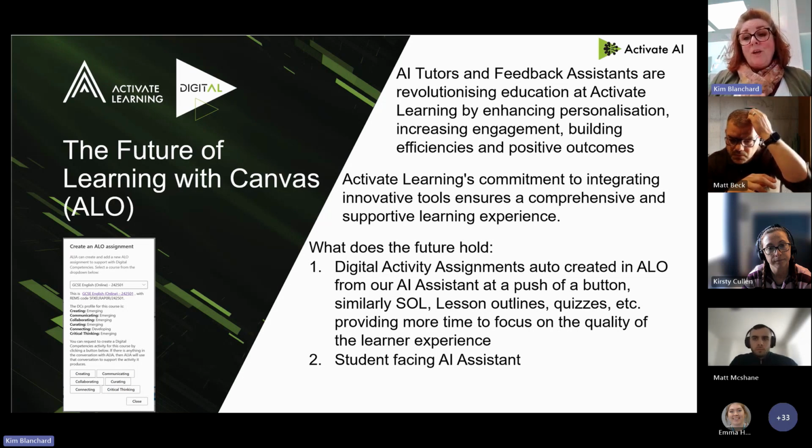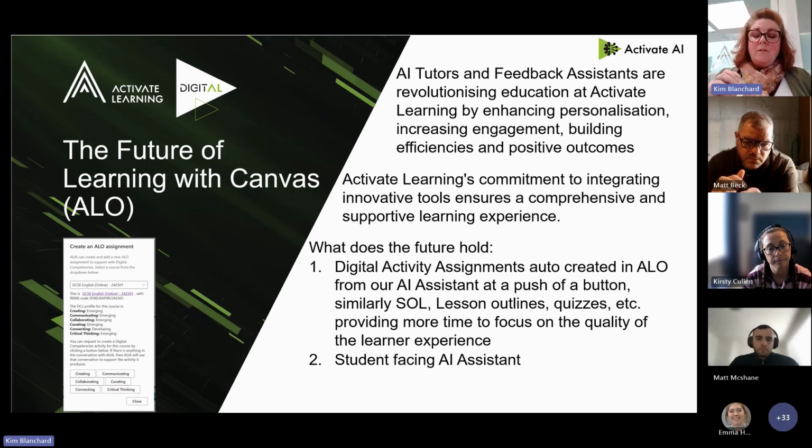we can push into Activate Learning Online into a specific course, into a specific location, assignments that have been generated through our organisational assistant, Alia. We are looking at how we can create skeletons of courses from schemes of learning, generating lesson outlines and quizzes, and making sure that we do the heavy lifting so that we can empower our tutors to spend better quality teaching time with the learners. And then we are looking to develop our student-facing AI assistant. So lots to look forward to there with that integration into Canvas.